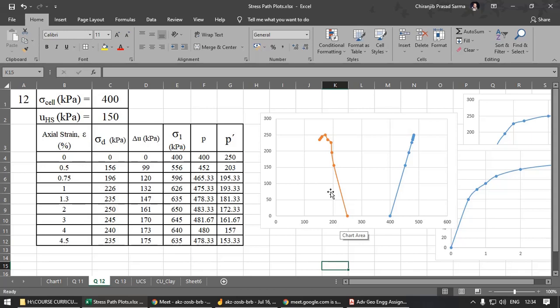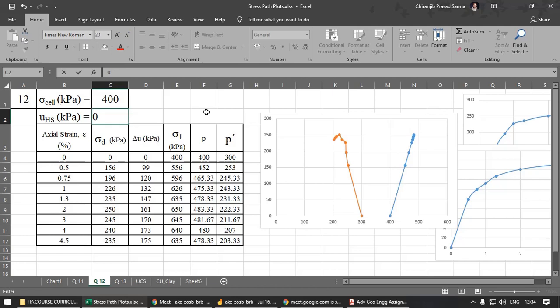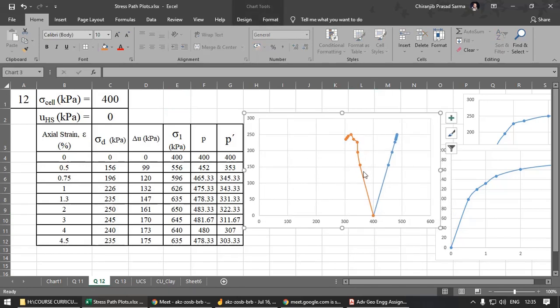Now let us see the effect of the pore water pressure. If I say the hydrostatic pore water pressure is 100, the effective stress path just shifted to the right. Now if it is 0, let us see what happens. It started from the same point. So this is the effective stress path and this is the total stress path, and ultimately you see it failed at that point.